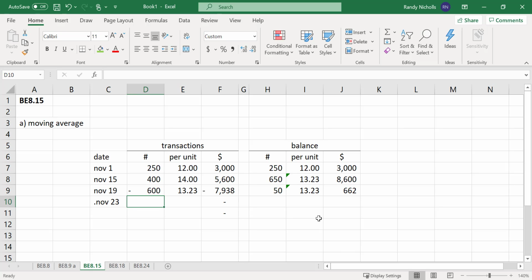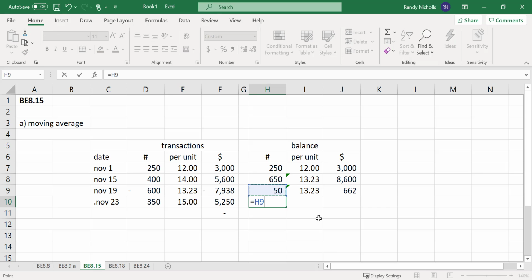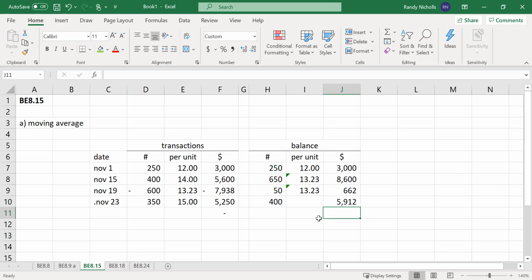And then I have a November 23rd purchase, 350 at $15. So I add $5,250 to my inventory. I had 50 units, added 350, so I have 400. I had $662 worth of inventory, I added $5,250, and my average cost has gone up to $14.78.